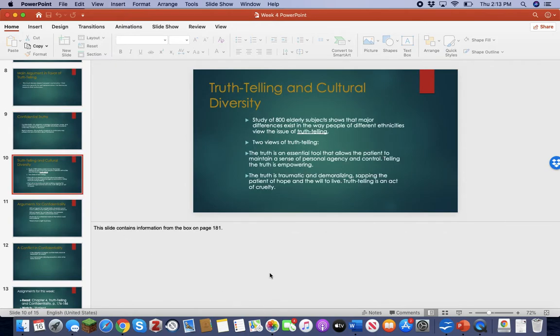This slide contains information from the box on page 181. A study of 800 elderly subjects shows that major differences exist in the way people of different ethnicities view the issue of truth-telling. Two views of truth-telling are that truth is an essential tool that allows the patient to maintain a sense of personal agency and control, and that telling the truth is empowering. And another view is that the truth is traumatic and demoralizing, sapping the patient of hope and the will to live. Truth telling is an act of cruelty on that view.